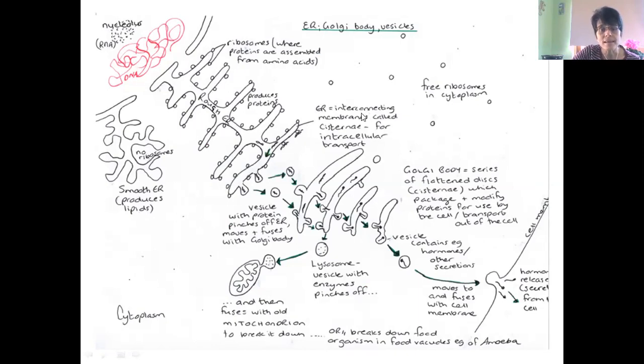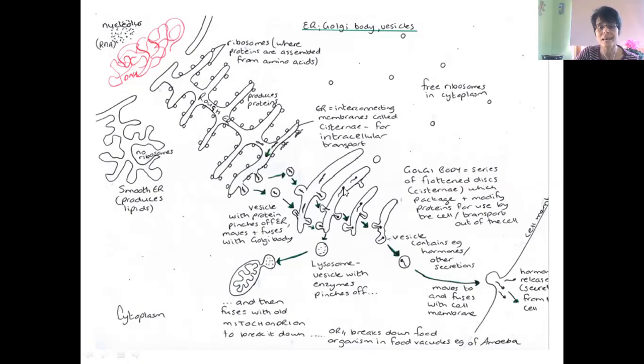It's made up of interconnecting membranes called cisternae, and they transport those newly made proteins around. You can see here the proteins are being made at the ribosome. Then those proteins go into the ER, and they pinch off in little vesicles. So those proteins are now in the vesicle. That vesicle moves and fuses with the first cisterna of the Golgi body, and then another vesicle breaks off and rejoins with the next cisterna, and so on and so on.